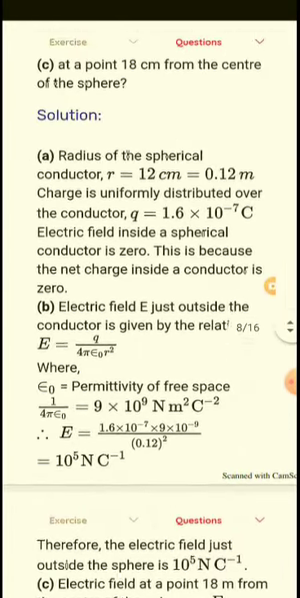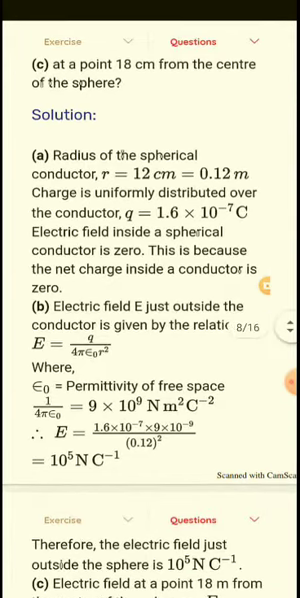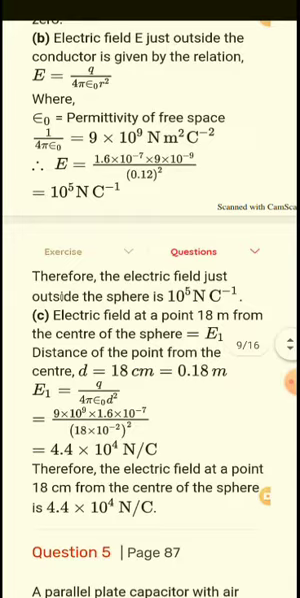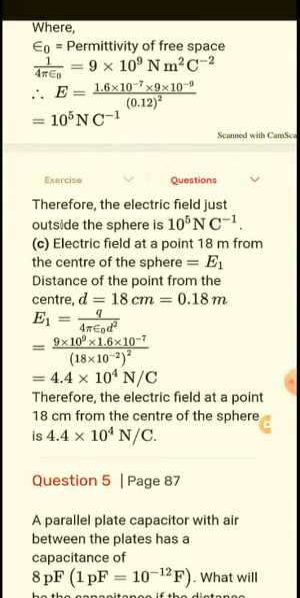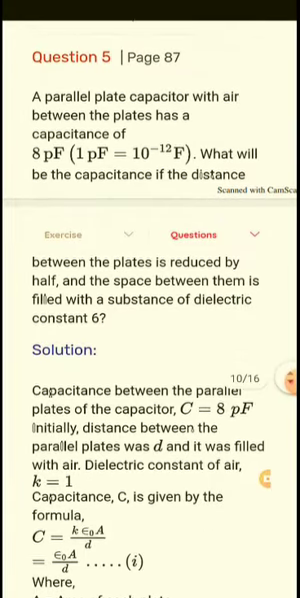The third, C question, is at a point 18 centimeter from the center of the sphere. The distance from the center of the sphere will be 18 centimeter, so d can be taken as 18 centimeter, or else 0.18 meter. Here we substitute the formula as Q divided by 4 pi epsilon naught into d square, and we find the answer as 4.4 into 10 to the power of 4 Newton per Coulomb. Now we can go for the fifth question.